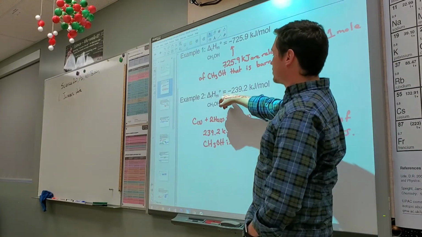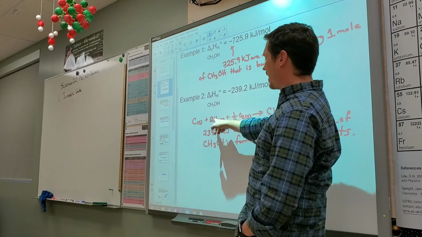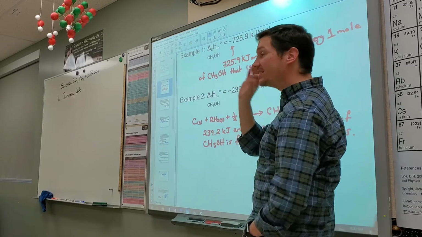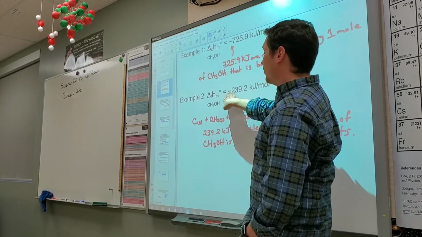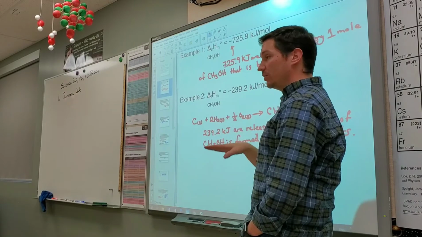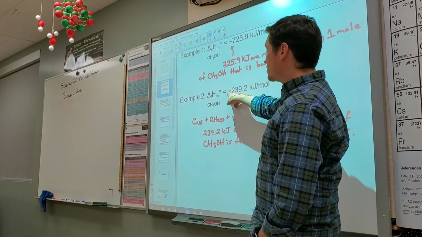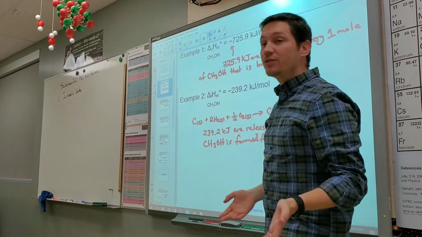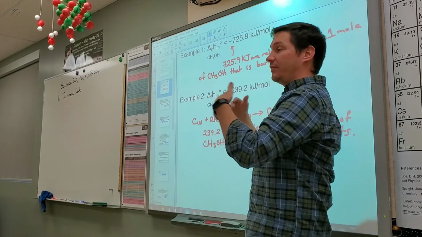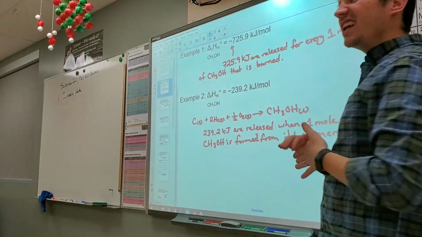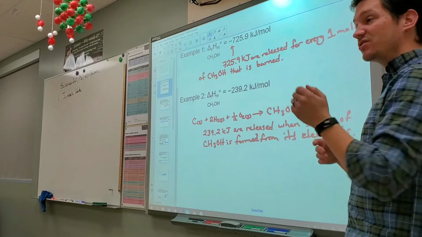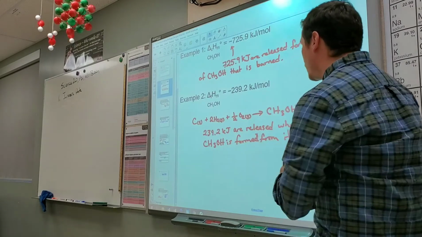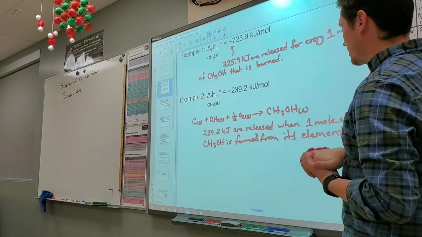So are we releasing energy or absorbing energy by having this reaction? Releasing. Remember, this molar enthalpy refers to our system. Is the system gaining or losing energy? If the system is losing energy, then what's gaining energy? Whatever is around it, the surroundings. If it's aqueous, then the water is gaining the energy. If it's not aqueous, then it's the surroundings, whatever it's in contact with. So 239.2 kilojoules are released when 1 mole of methanol is formed from its elements.